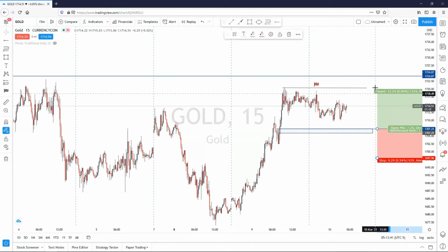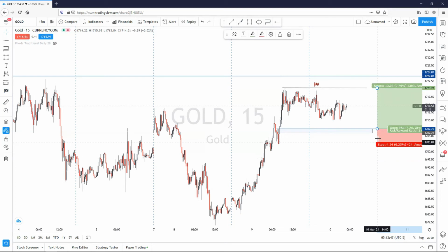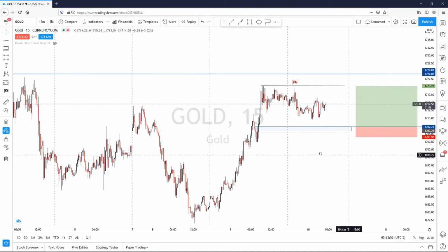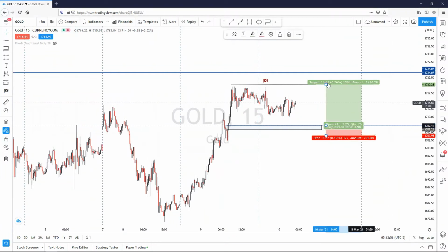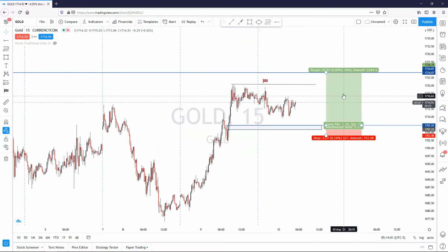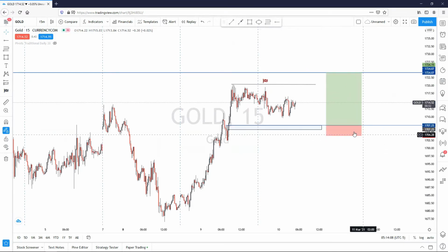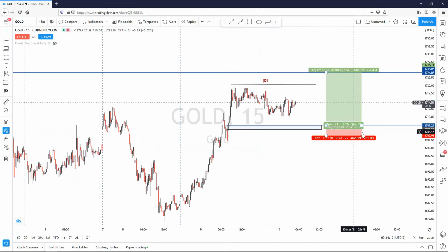And all the way up. And our stop is just going to be below. So this is 168 pips, and we're going to be doing a 5 to 17 risk reward ratio.